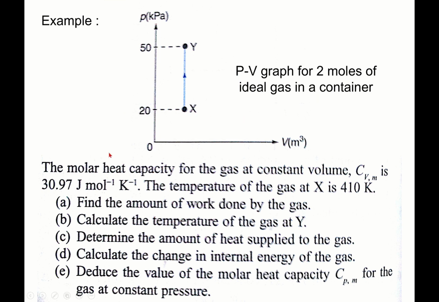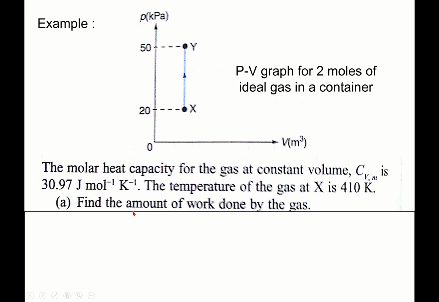Okay, we try this example. Given the molar heat capacity for the gas at constant volume, CVM, is 30.97 joule per mole per Kelvin, and the temperature of the gas at X is 410 Kelvin. And the PV graph here is for 2 moles of ideal gas in a container, and that means they have the same mass. Find the amount of work done by the gas, calculate the temperature of the gas at Y, determine the amount of heat supplied to the gas, calculate the change in internal energy of the gas, and lastly deduce the value of molar heat capacity CPM for the gas at constant pressure.